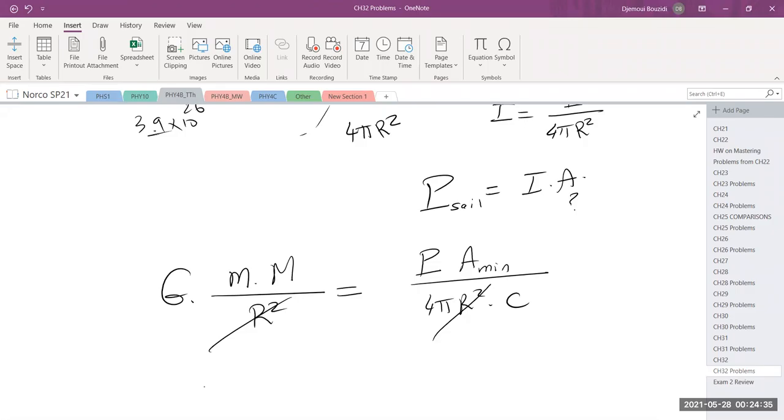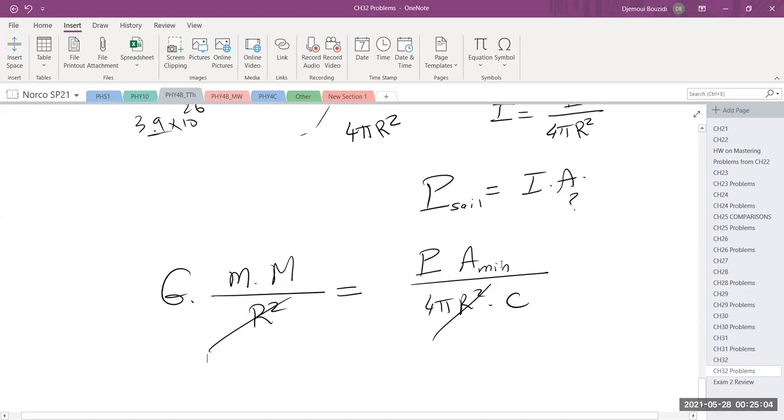Actually, if you read the problem, they tell you, part C, if you notice, explain why your answer to part B is independent of the distance from the Sun. Well, first of all, the force of gravity is inversely proportional to the square of the distance. And then this one is inversely proportional to the area over which the radiation spreads. And that area is proportional to the square of the distance. So in this case, both R squares cancel. And that's why it doesn't matter how far you are.